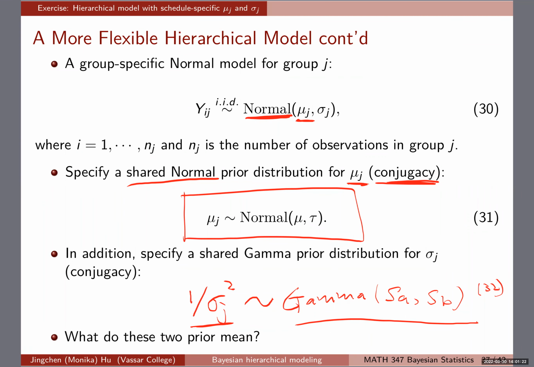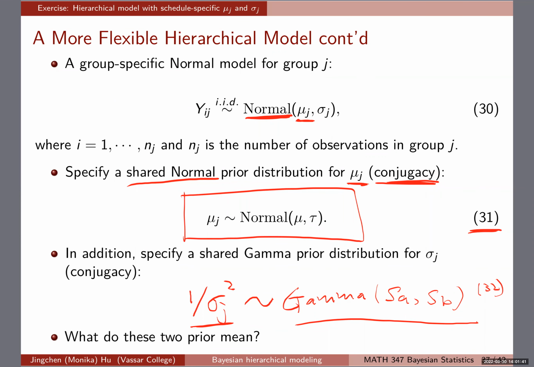So what this is saying is that the mu j's are related to each other. They all share, or they all should be somewhat around mu, and tau is going to control how mu j is going to be different from mu or different from each other. Okay. So that's what equation 31 is about, and that's what we did before.